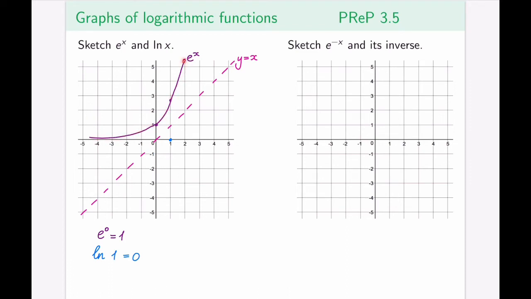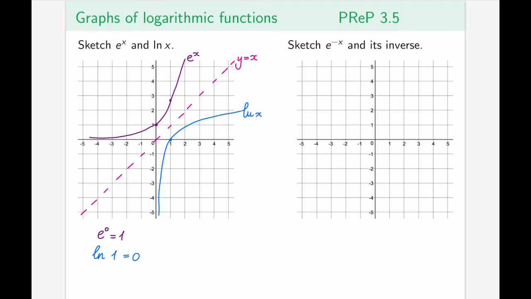So now imagine that you've drawn this in wet ink and then folded your page along this line. Where the trace would appear is actually going to be your logarithmic function, and it's going to be something like this right here. Okay, it's a rough sketch, but this is the general shape of the logarithm of x. And you can use similar logic to produce the graph of e to the minus x and its inverse. I'm going to leave this up for you as an exercise.